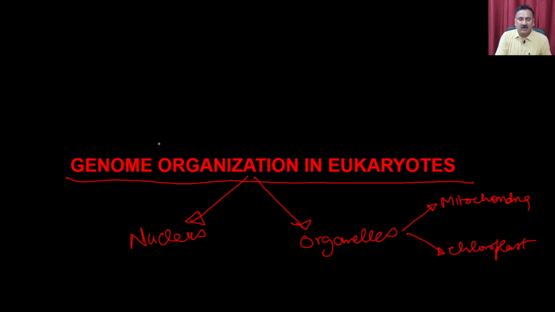So the genome is organized within the eukaryotes in the nucleus, where you have the different types of chromosomes. Within the mitochondria you have the mitochondrial chromosome, and in the chloroplast the chloroplast chromosomes. The summation of this DNA material is called the genome of the organism.